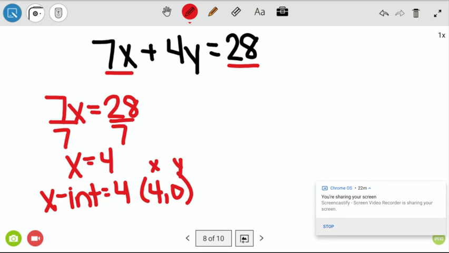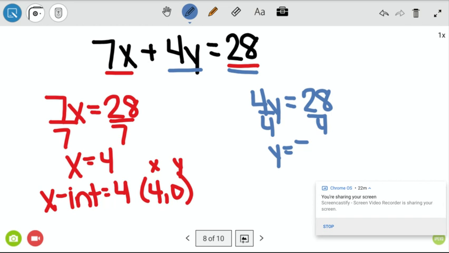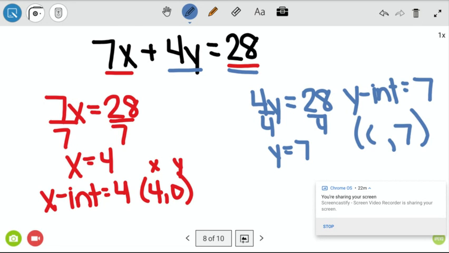Now for the y-intercept, we ignore the x. So we solve 4y equals 28. We divide by 4, and that gives us 7. So our y-intercept equals 7. That means the y-coordinate would be 7 and the x would be 0. We'll do more with the intercepts. Today, I'm honestly just worried that you know how to solve those.